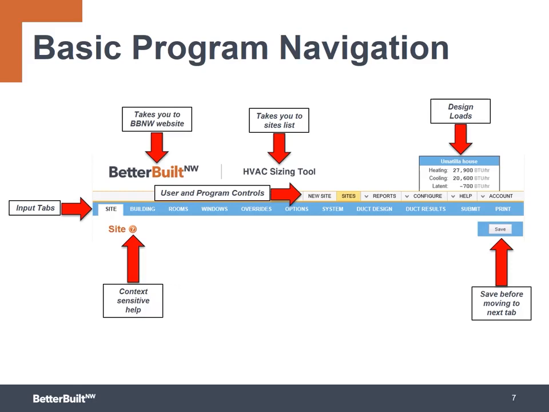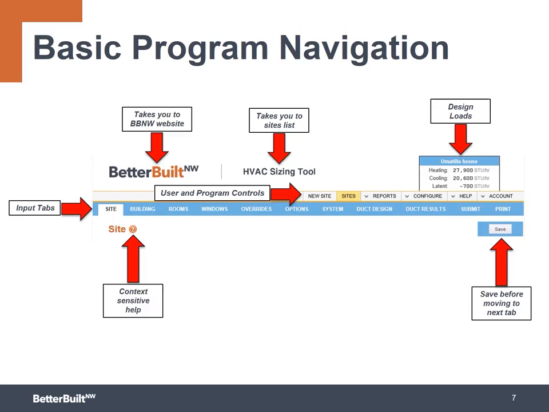Overrides and Options are two very important tabs. This allows you to sort of customize the home. One of the unique features about Spec Pro, if you say, hey, it's a medium insulated existing house, it'll pre-populate that. This is where you get to override that if the conditions are different than the default values.